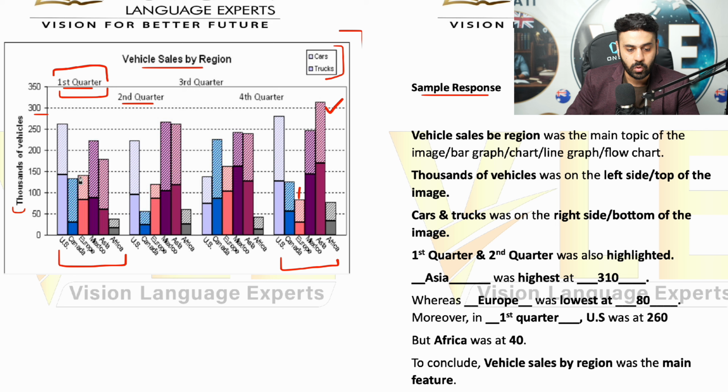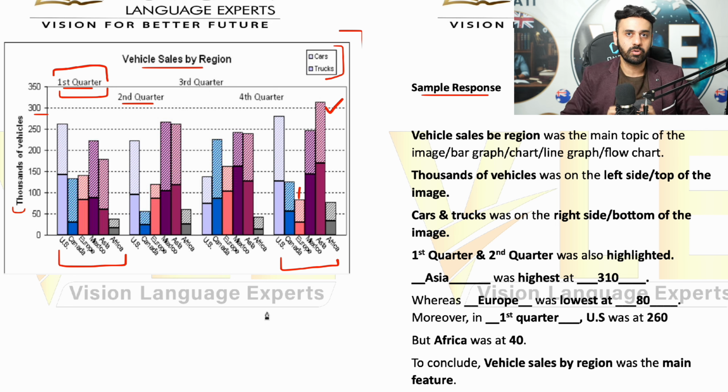And then you're going to pick a particular specific year, specific segment. In this case, we picked first quarter. Then you're going to say the highest and lowest from that particular segment. So in this case, in first quarter, USA was highest at 250, whereas Africa was lowest at 40. So over here, you don't even have to say highest and lowest, just tell the numbers, tell the names, and then conclusion. To conclude, or you can say in conclusion, both of them are fine. To conclude, vehicle sales by region was the main feature.